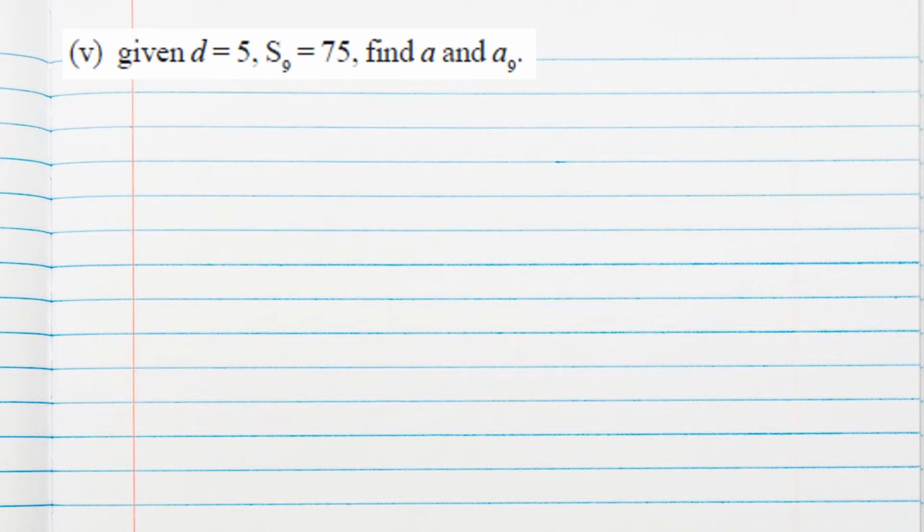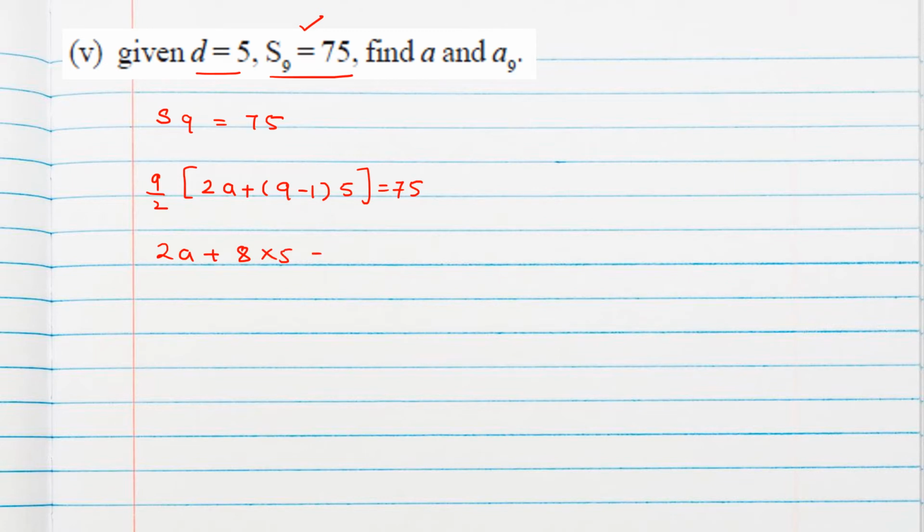d is given 5 and S9 is given 75. So we can start with the given thing. S9 is 75. So S9 means 9 by 2, 2a plus (n minus 1), which means 9 minus 1, and the d value is 5, equal to 75. So 2a plus (9 minus 1), means 8 into 5.